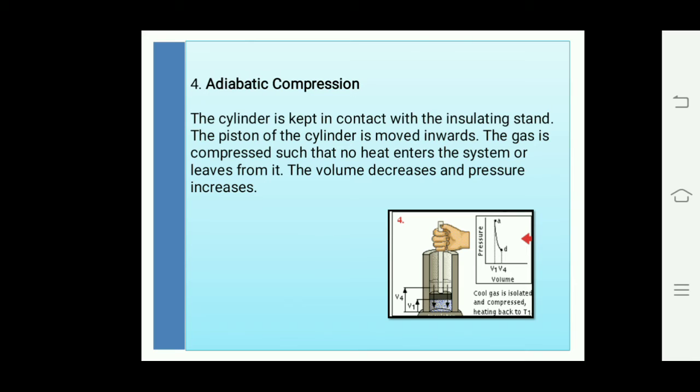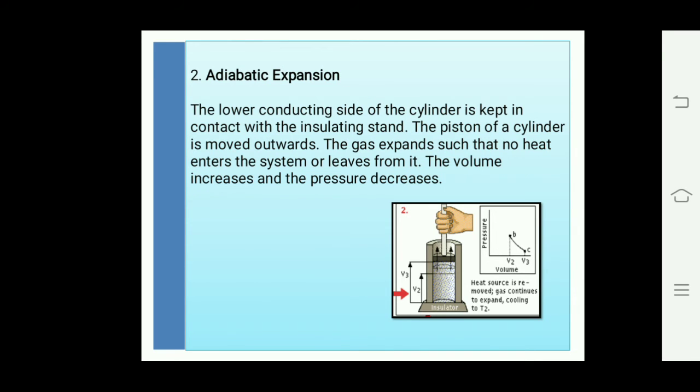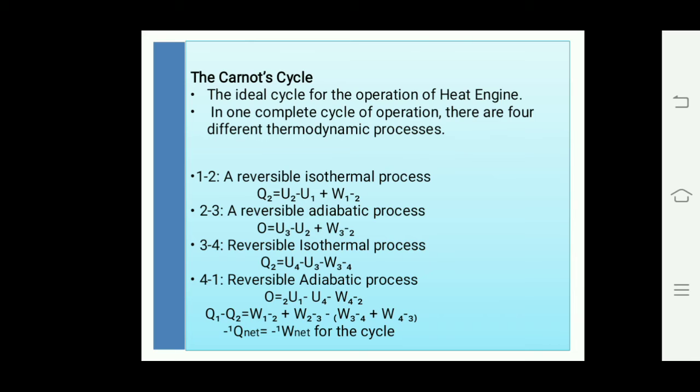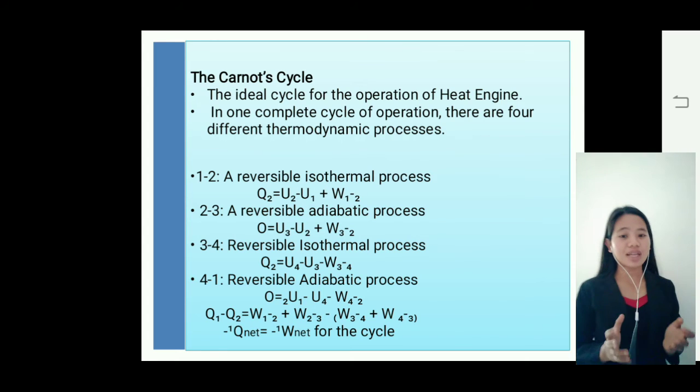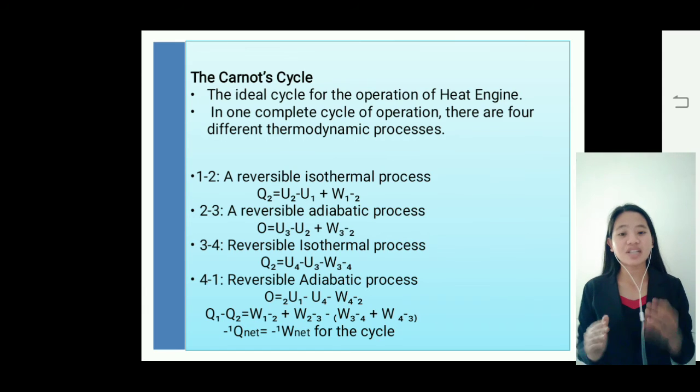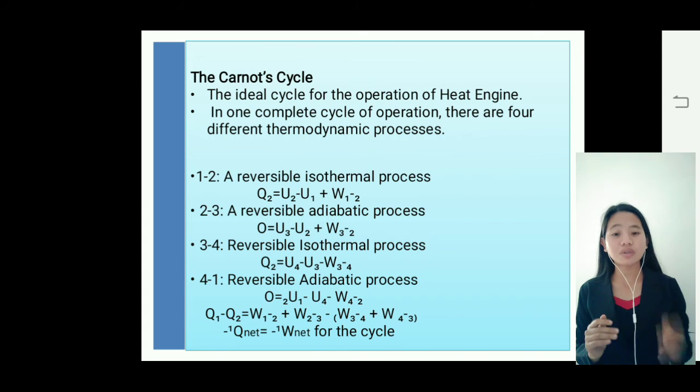So that is the Carnot cycle. First is the isothermal process, the adiabatic process, the isothermal process, and the adiabatic process. Isothermal expansion, adiabatic expansion, isothermal compression, adiabatic compression. We have here the formula for the processes. As you can see in 1 and 2, that is an isothermal expansion, which gives us Q2 equals delta U2 minus delta U1 plus work 1 to 2.